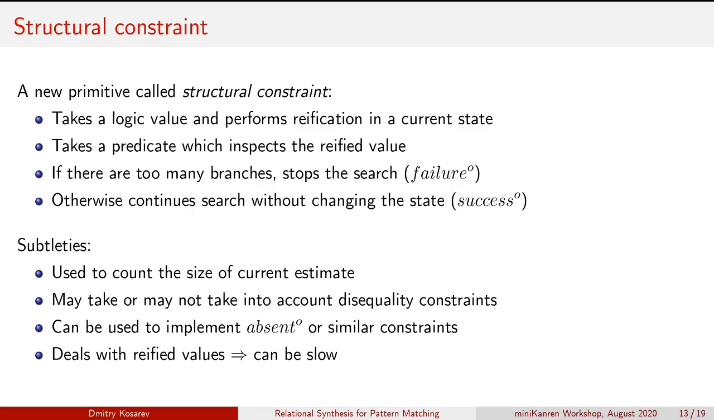Structural constraint takes a logic value and performs reification in the current state. Also, it takes a predicate which decides what to do with the reified value. In our case, if the size of the reified synthesized program is too big, we can stop the search in the current branch. But in the other case, it continues the search without doing anything interesting. There are a few subtleties with structural constraint. It may or may not take into account disequality constraints. It can be used to implement other constraints, for example, absento from the seminal paper about synthesizing quines. It also deals with reified values, so it can perform search.